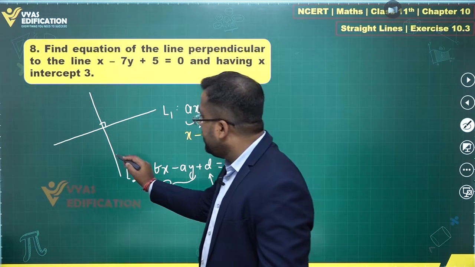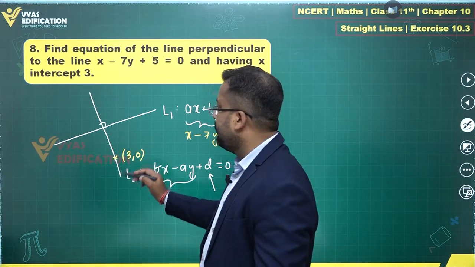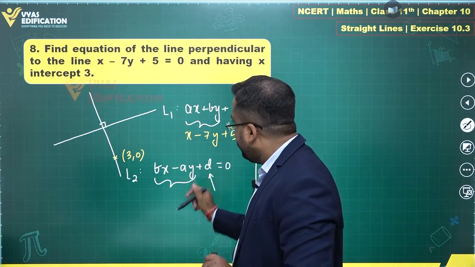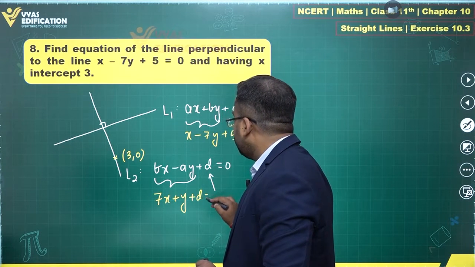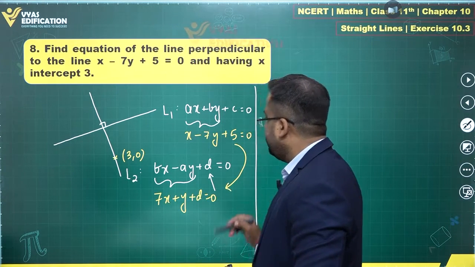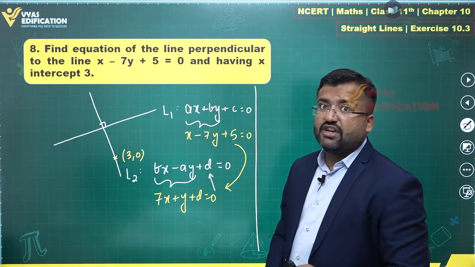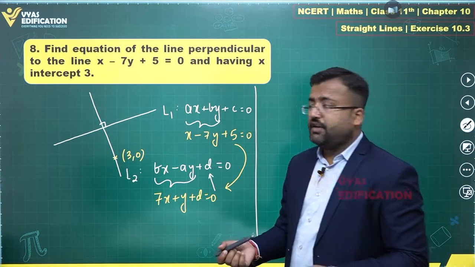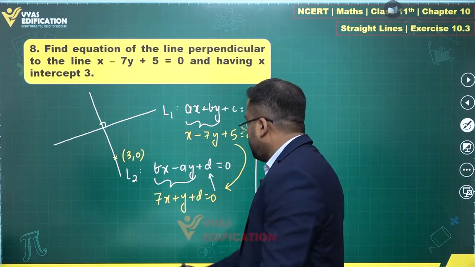So x-intercept 3 will imply that this line passes through the point (3, 0). Right, that is given to us. On the basis of this, the perpendicular line will be 7x + y + d = 0. How do I write that? Interchange the coefficients and introduce an extra minus. There is already a minus, so that becomes a plus. That's pretty simple. Yes, I write 7x + y + d = 0.